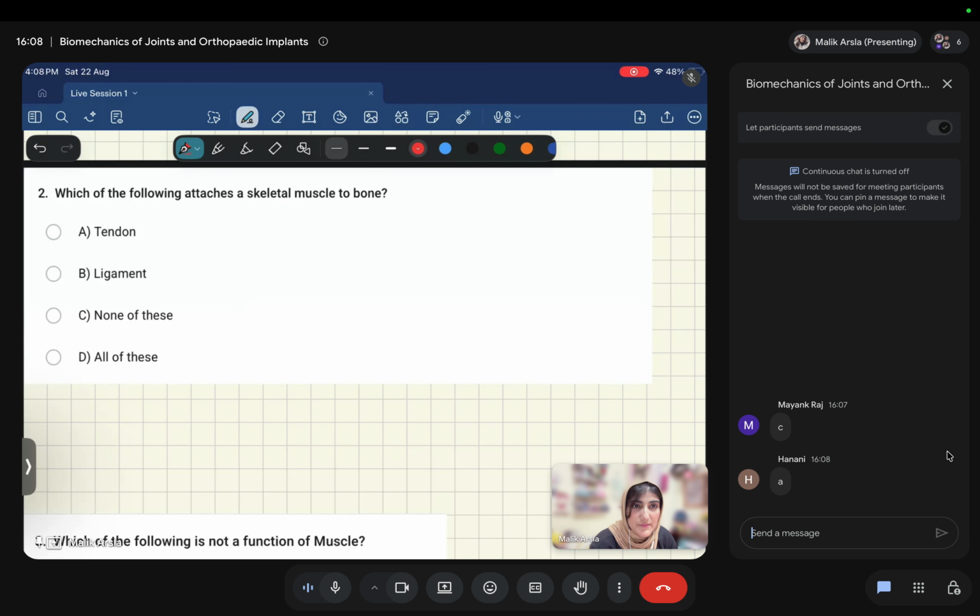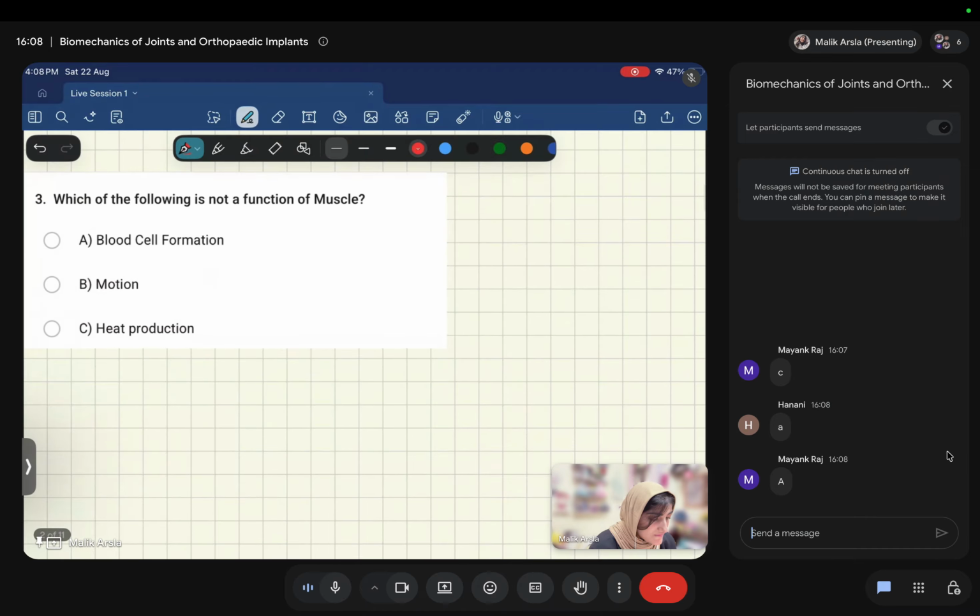Suchita, you were saying something? Yeah. So tendon is the correct answer, because the bone to bone connection is with the help of ligaments, but the muscle to bone connection is with the help of tendons, right? So tendon is the correct answer here.